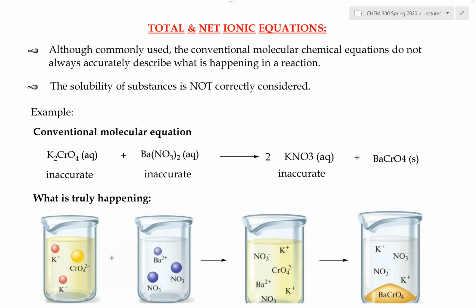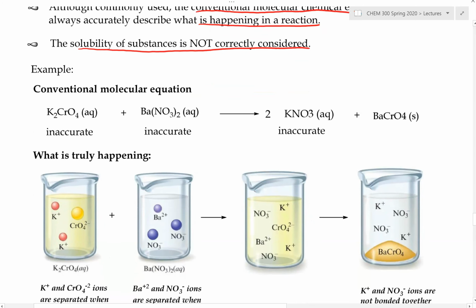So first of all, the types of equation that we have been writing previously are referred to as the conventional chemical equation. And this conventional chemical equation right here does not always accurately describe what's happening in the course of a chemical reaction. Yes, believe it or not, they do not correctly describe what is going on in a chemical reaction. And mainly, the solubility of the substances is not correctly being considered in the conventional chemical equation that we have been writing. And so for an example, here is a conventional chemical equation right here.